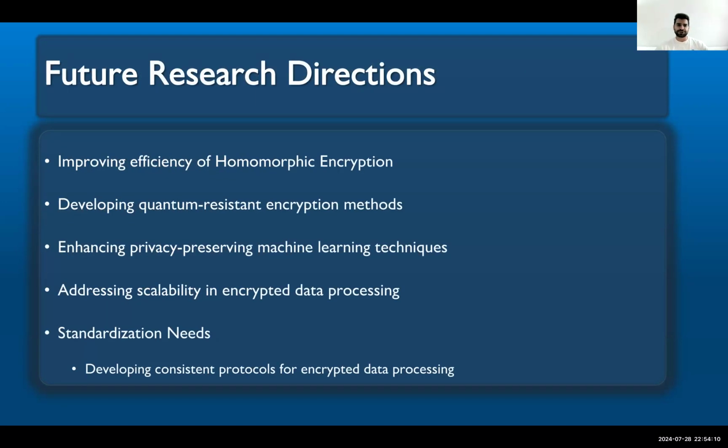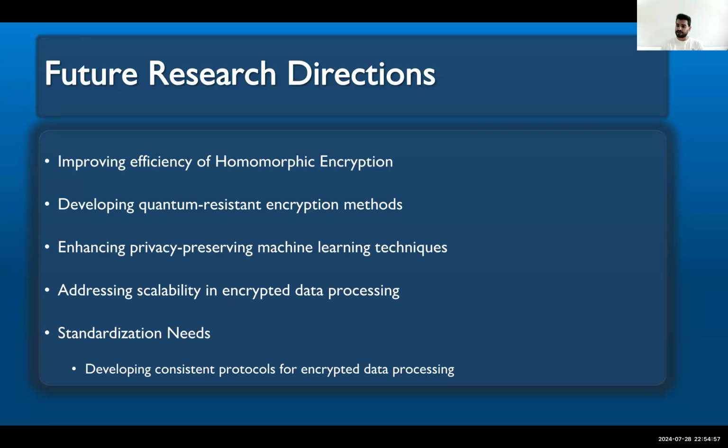And for the future research directions, as I mentioned many times in my lecture and my presentation, the efficiency of homomorphic encryption is the biggest issue. So if we want to use the fully homomorphic encryption schemes which are very, very secure, we have to improve the efficiency of this encryption. And we have to be prepared for the quantum world, for the quantum systems. And we have to prepare and develop some encryption methods that cannot be broken easily by quantum computers.